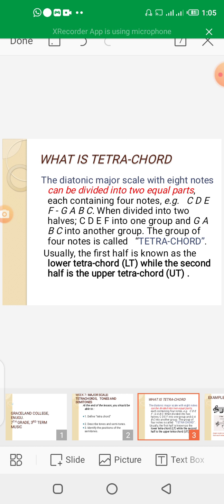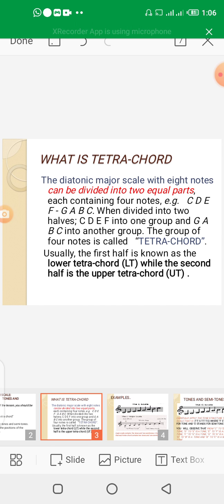And we're told that a tetrachord has a lower tetrachord and an upper tetrachord. Remember, a lower tetrachord and an upper tetrachord. The lower tetrachord is from the low notes. That's do, re, mi, fa, which is C, D, E, F. And the upper one is sol, la, ti, do, which is G, A, B, C. Okay, let's proceed.